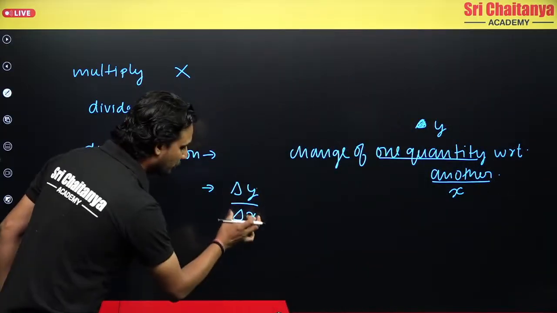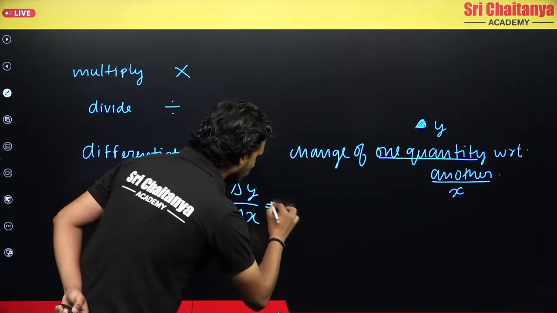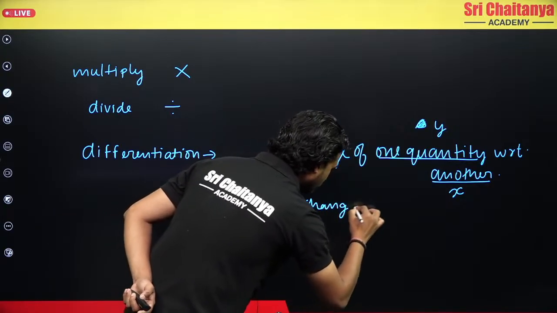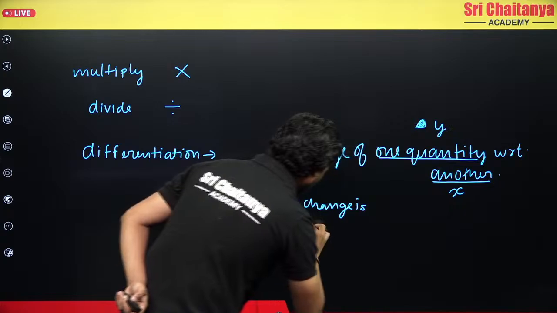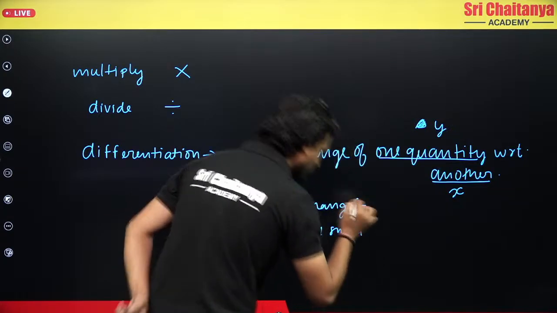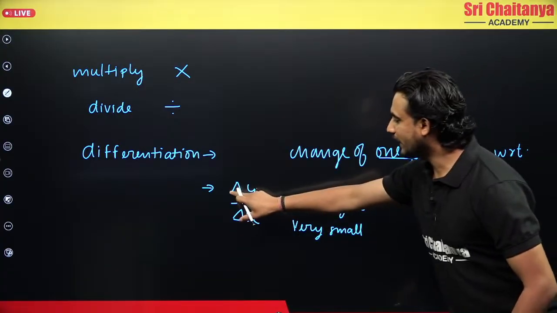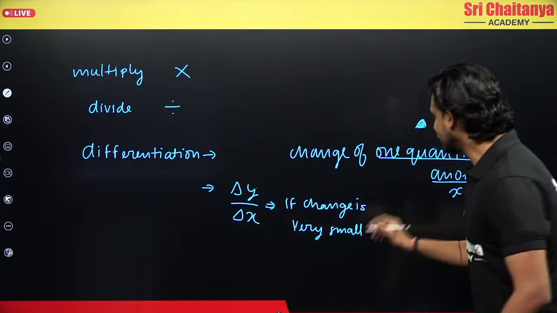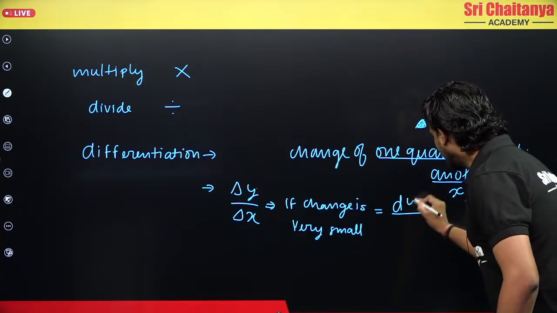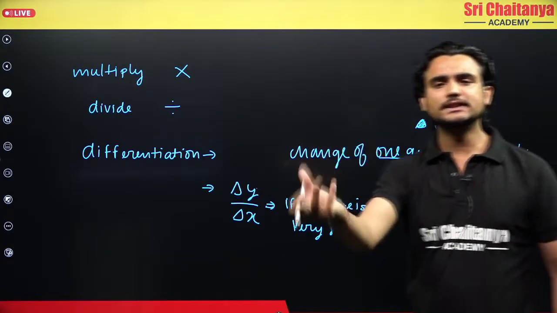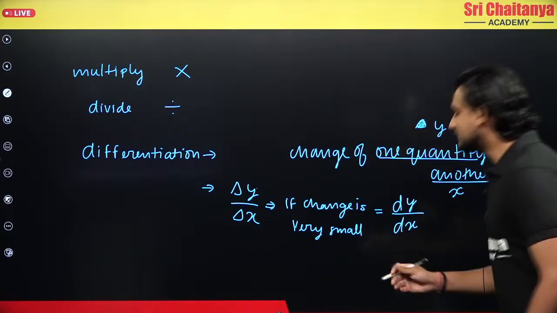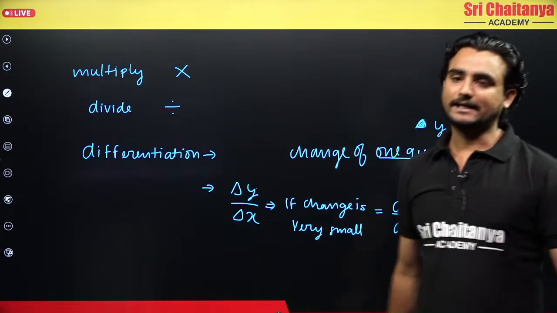So change in y upon change in x, and when the change is very small, what do I change this delta to? I change this delta to d. What do you mean by dy? Dy means very small change in my y quantity. And what do you mean by dx? Dx means very small change in my x quantity.